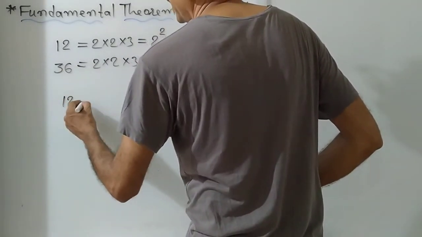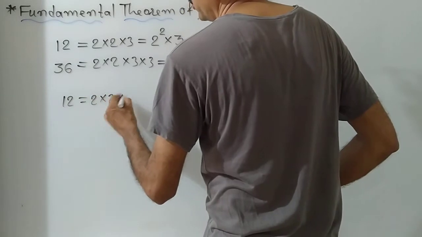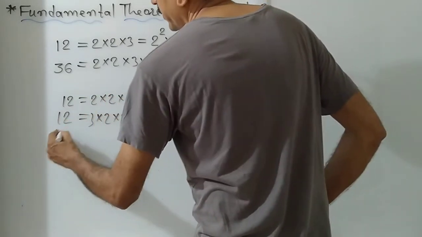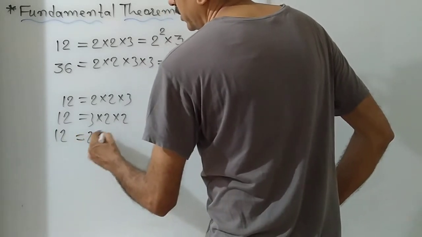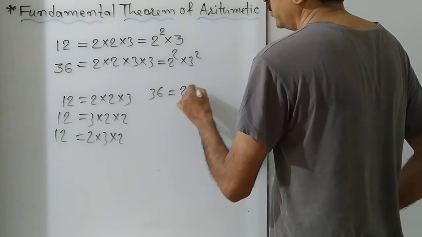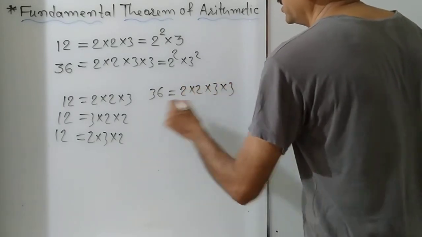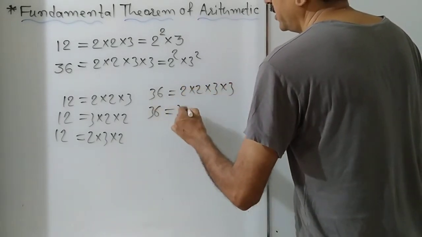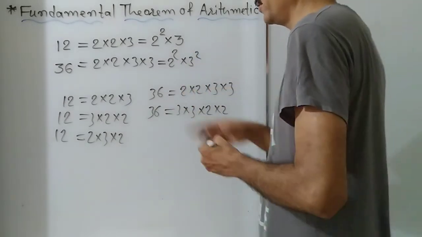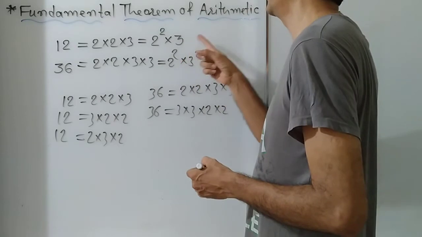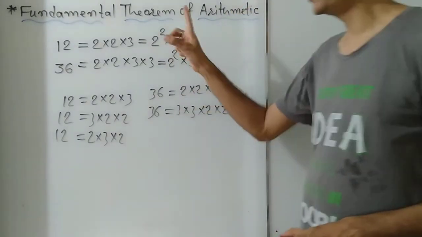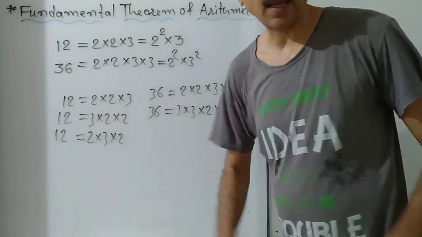12 can be written as 2 into 2 into 3. 12 can be written as 3 into 2 into 2. 12 can be written as 2 into 3 into 2. 36 can be written as 2 into 2 into 3 into 3. 36 can be written as 3 into 3 into 2 into 2. But when you write in power form, write the smaller prime first, then larger, then the largest. Okay? So this is said to be the fundamental theorem of arithmetic.